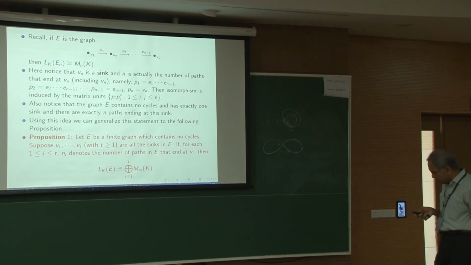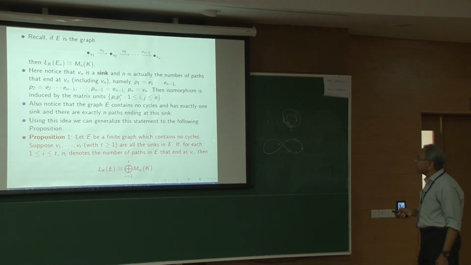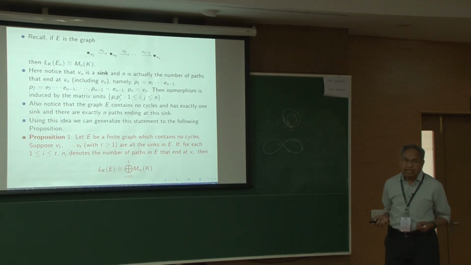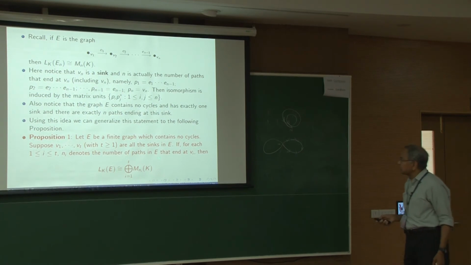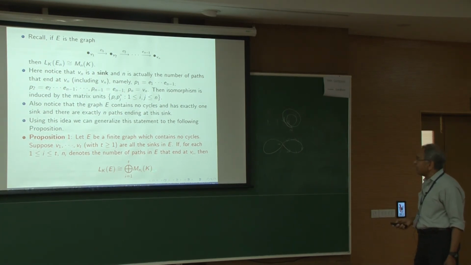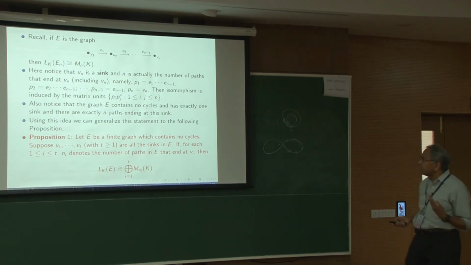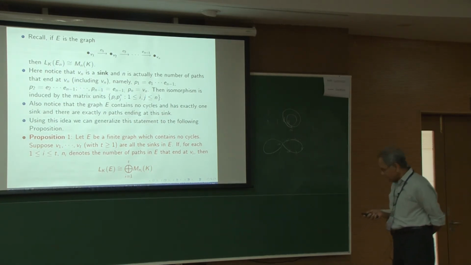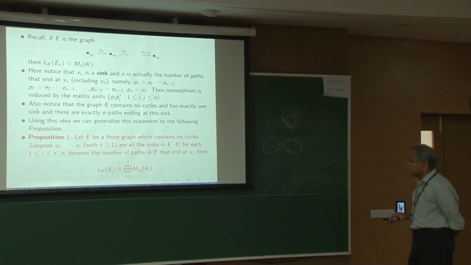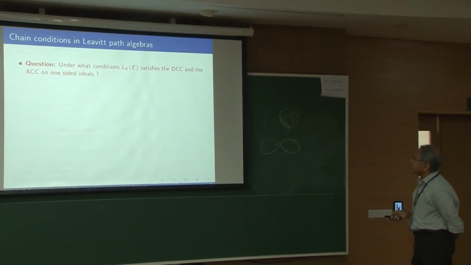For instance, if E is a finite graph that contains no cycles, suppose it has exactly, say, t number of sinks. And suppose that for each sink v sub i, there are exactly n sub i number of paths ending at it, then the Leavitt path algebra decomposes as a direct sum of these t number of matrix rings, M sub n_i of k, where n sub i is the number of distinct paths ending in the sink v sub i here. So there's a very convenient, nice construction here.